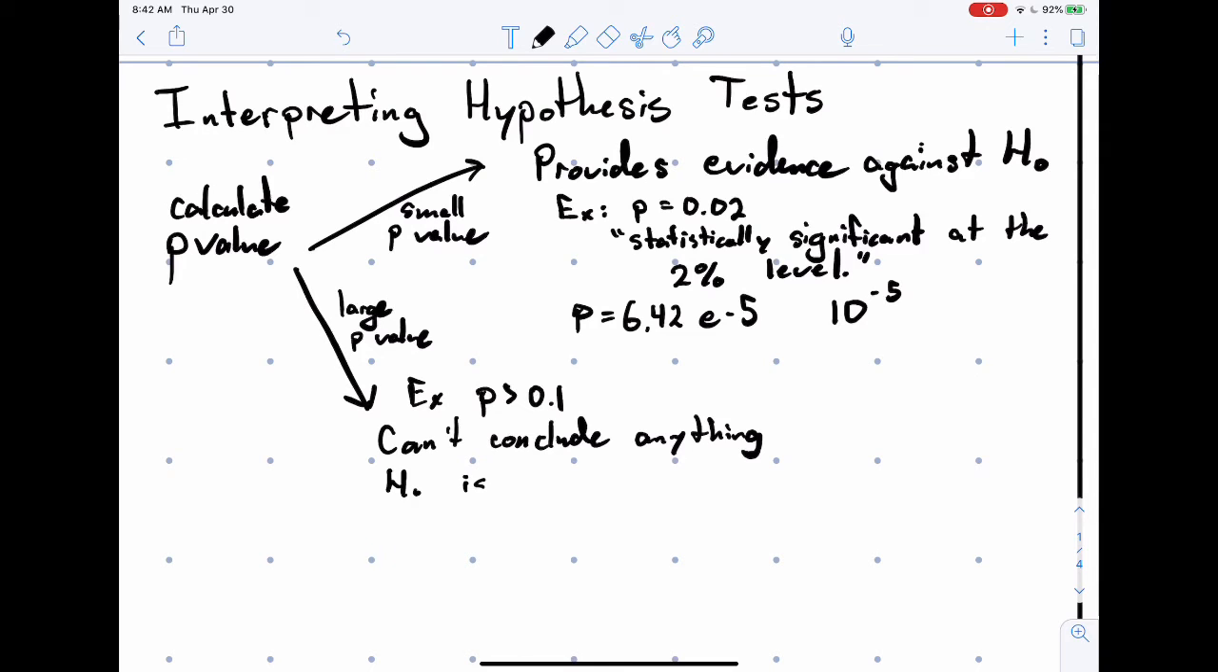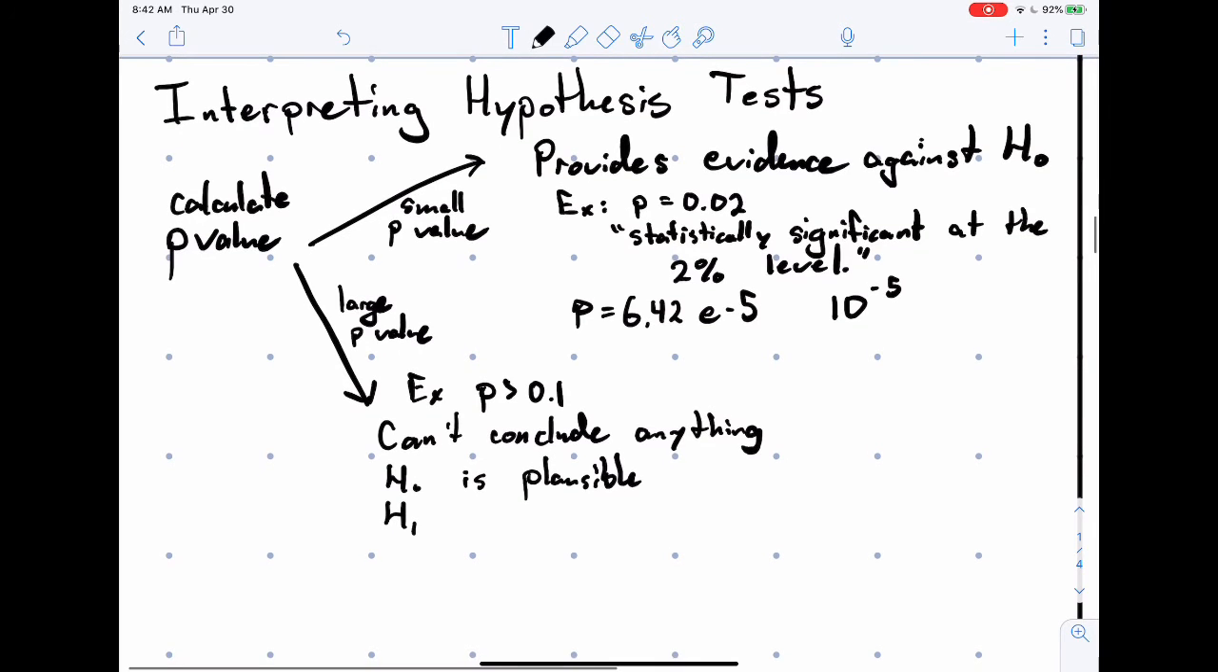H0, the null hypothesis, is plausible, and H1, the alternative hypothesis, is also plausible. You just don't know.